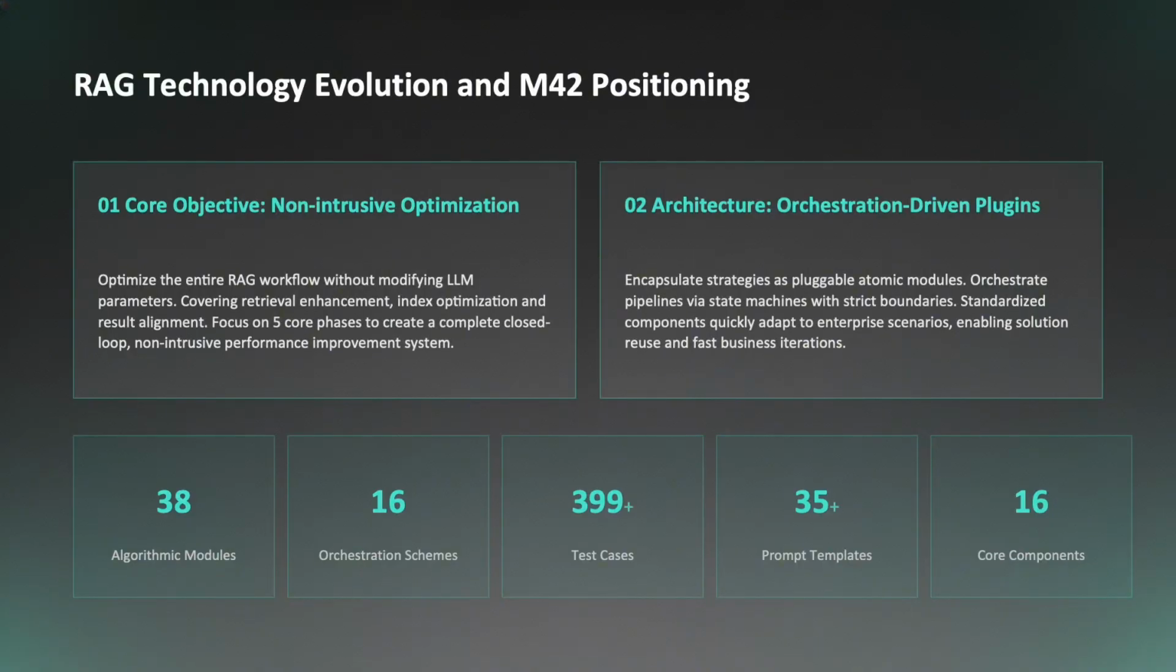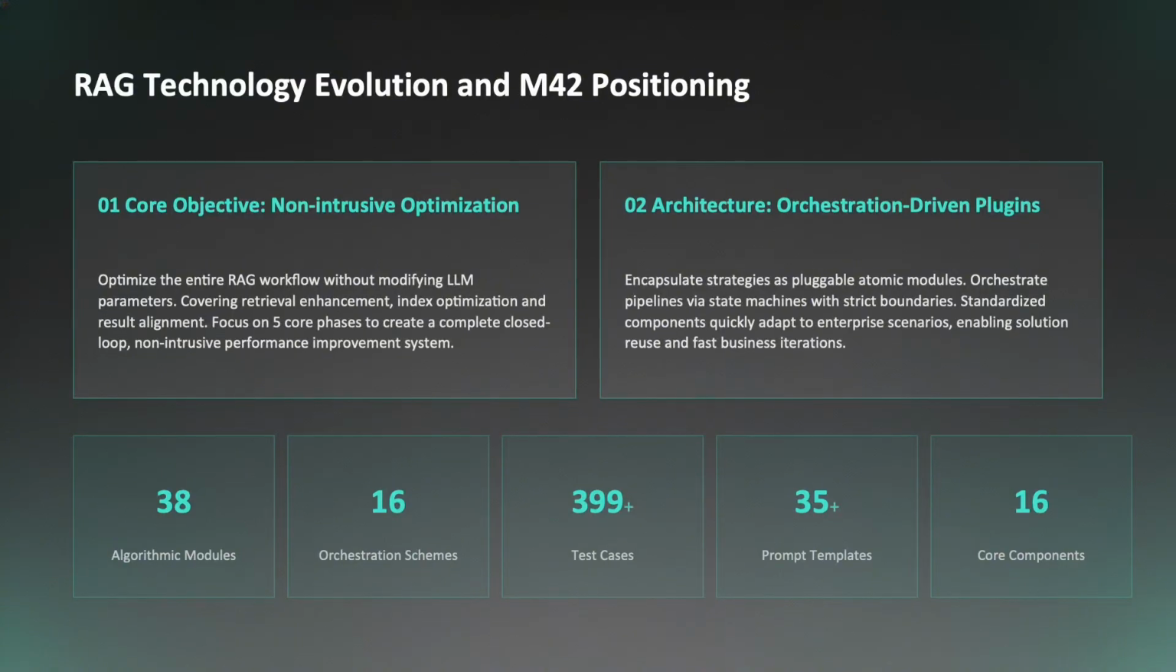All optimization logic is split into independent, hot swappable atomic modules. We use a lightweight state machine to assemble custom pipelines on demand, with clear technical boundaries that avoid model modification. Standardized components can quickly adapt to all kinds of enterprise retrieval needs, enabling fast solution reuse and rapid business iteration.